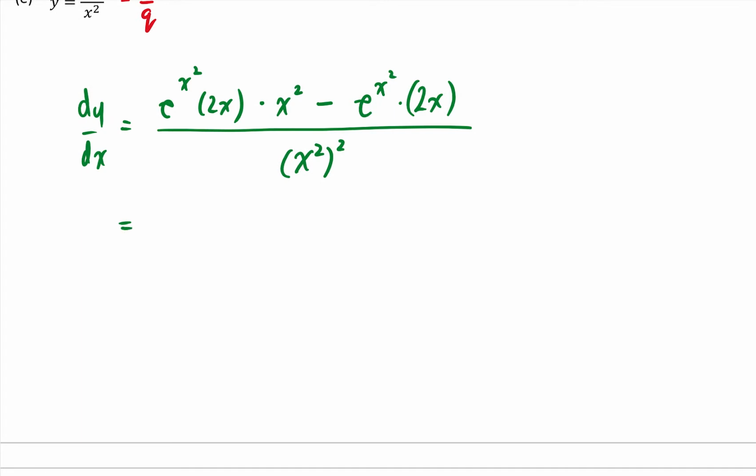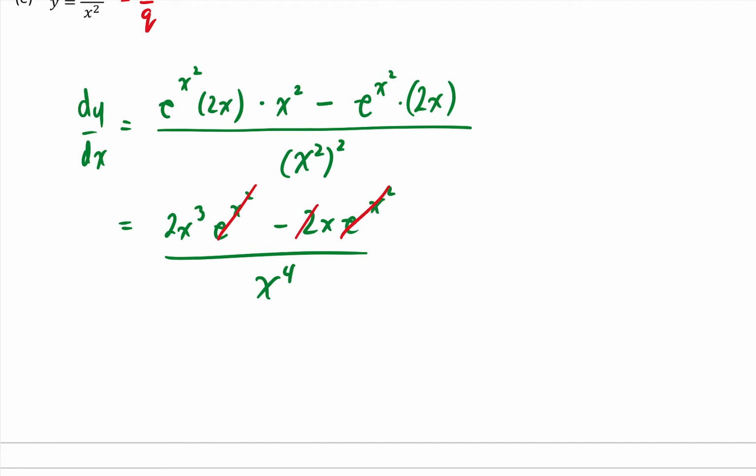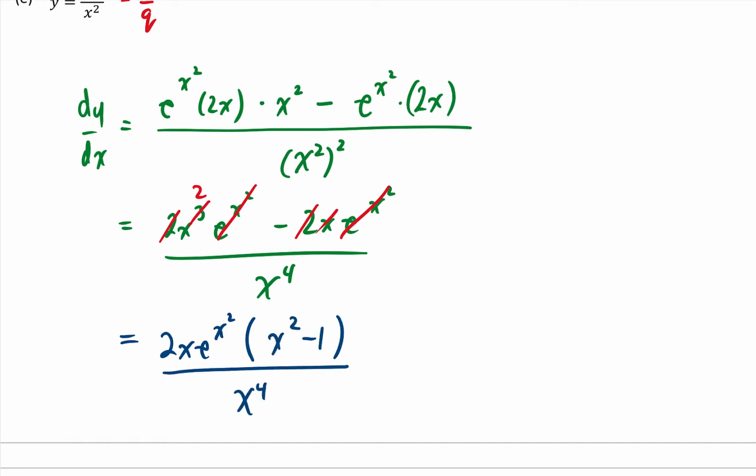We can simplify this a bit. This gives me 2x cubed e to the x squared minus 2x e to the x squared all over x to the fourth. And this one I would also simplify. So I can factor out the e to the x squared. I can factor out a 2. I can factor out an x. If I take out the 2x e to the x squared, I'm left with an x squared minus 1 all over x to the exponent of 4.